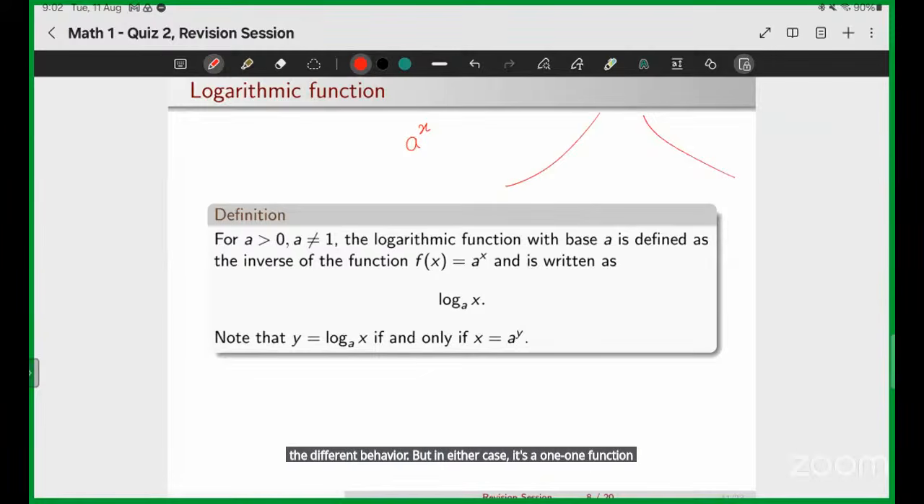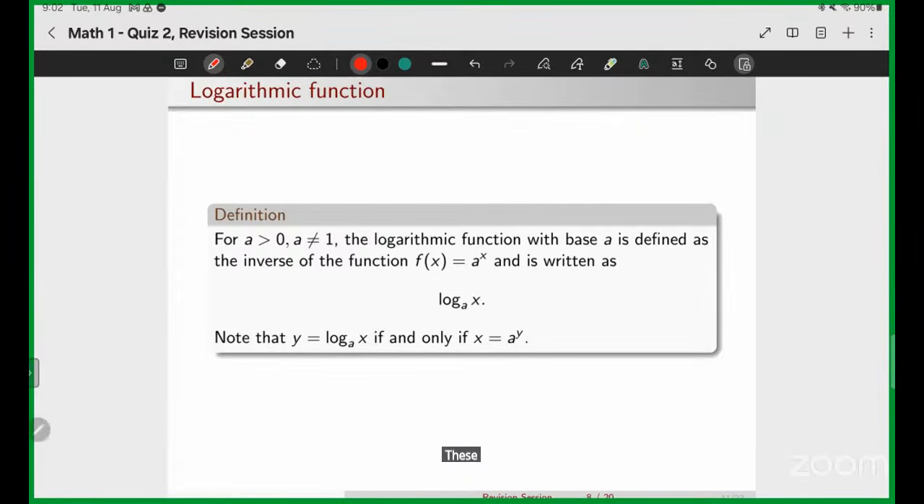By horizontal test or by some other method, you can see that these are one-to-one functions. So what is the inverse of the exponential function? The answer to that is the logarithmic function. So what does it mean to say that the logarithmic function is the inverse of the exponential function? Let's just take powers of 2.